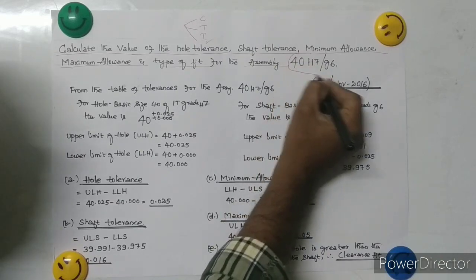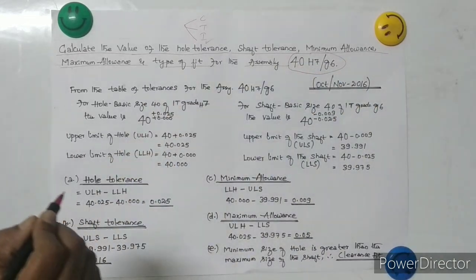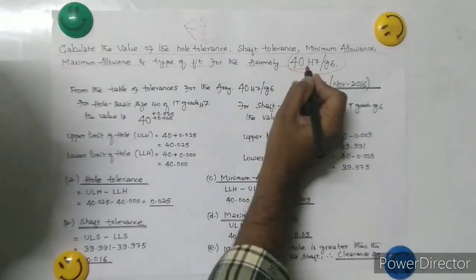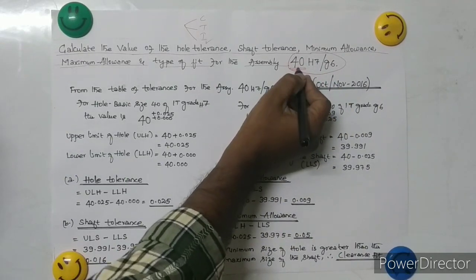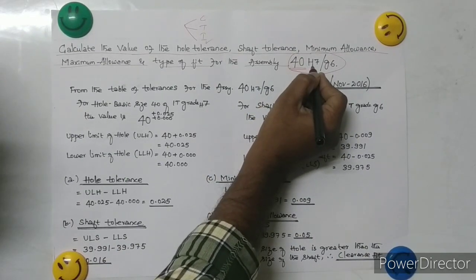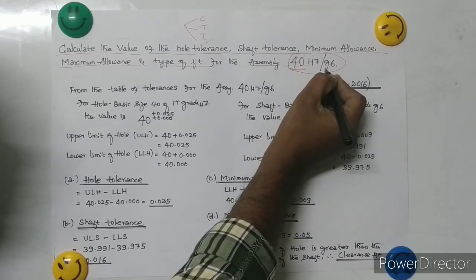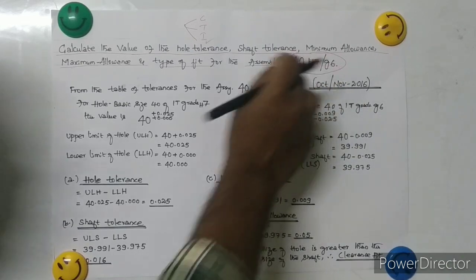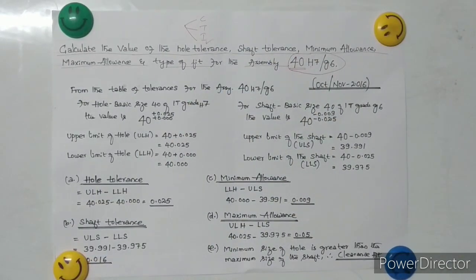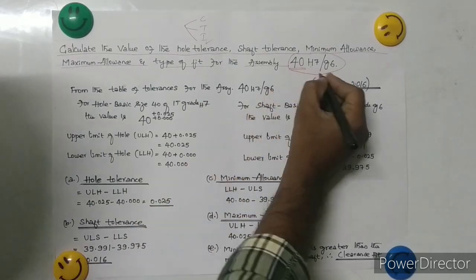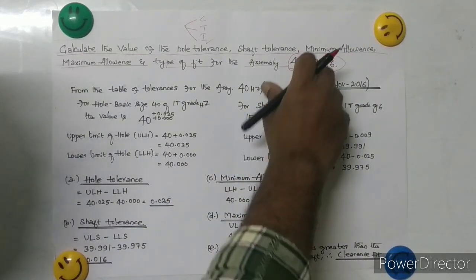So this indicates 40 H7 G6. As I told you, the 40 is nothing but the basic size. H is the hole basis system, which indicates the fundamental deviation of the hole, and G6 indicates the fundamental deviation of the shaft. This H7 G6 gives the close running fit. Okay, that is not important. So let us solve the problem.